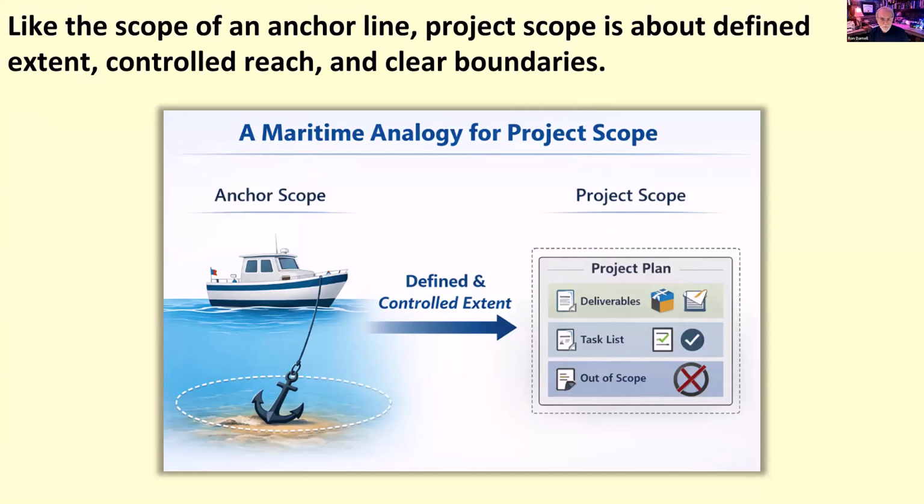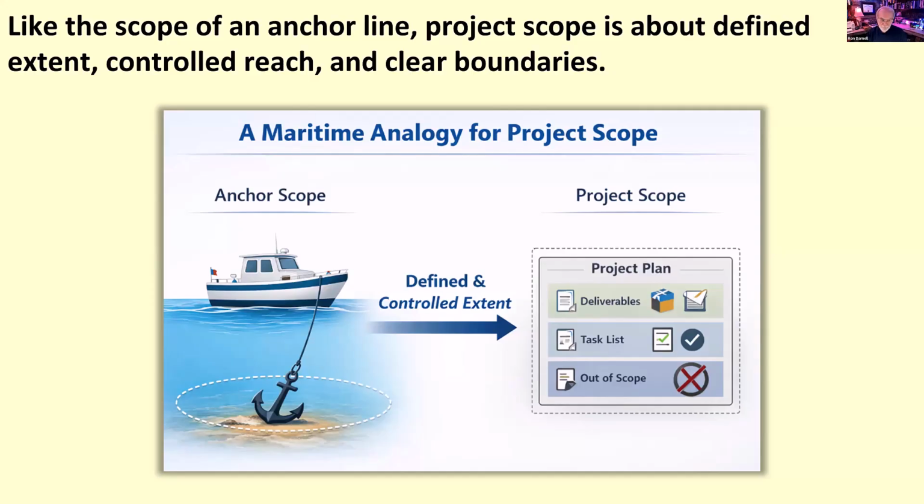But like the scope of an anchor line connecting a ship or a boat, the project scope is about defined extent, controlled reach, and clear boundaries. It's a helpful analogy for remembering the idea of project scope is this nautical use of scope. It can refer to the length of an anchor cable that's laid out. More broadly, the word scope refers to the extent, range, or reach.